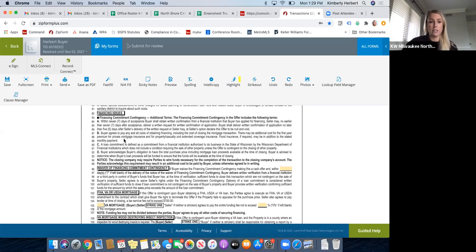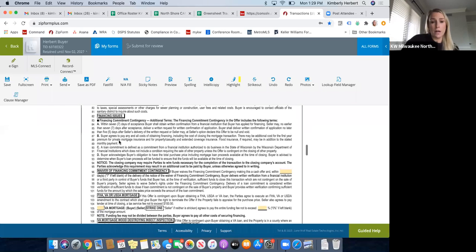It states that the buyer agrees to pay any and all costs for obtaining financing, including the cost of closing the mortgage transaction. There may be additional costs for the first year, premium for private mortgage insurance, extended coverage insurance, flood insurance if required.